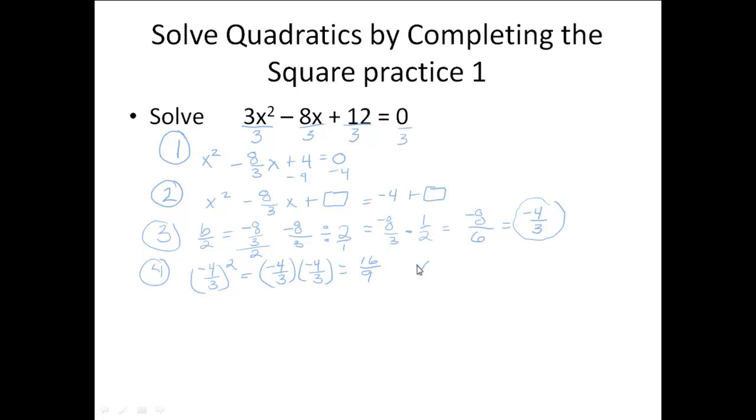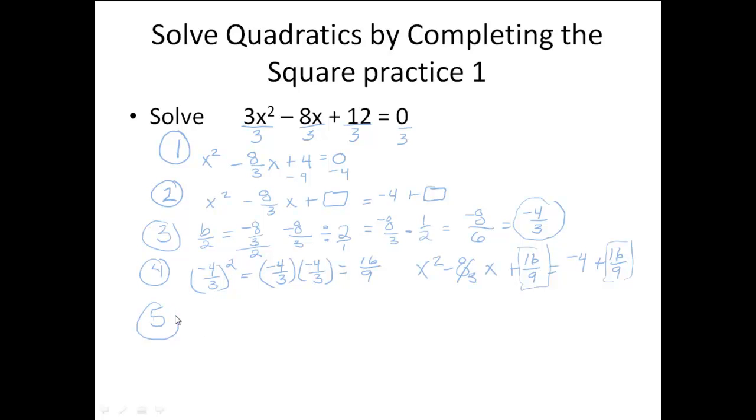So my equation ends up being x squared minus 8/3 x plus 16 over 9 is equal to negative 4 plus 16 over 9. So you've got to put that 16 over 9 in each of those boxes.